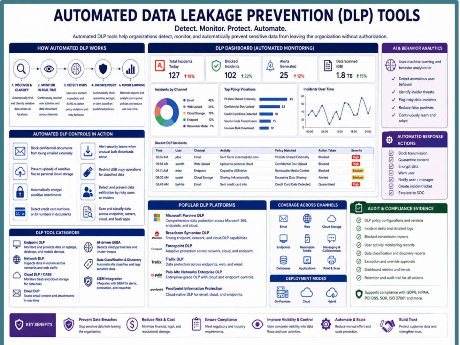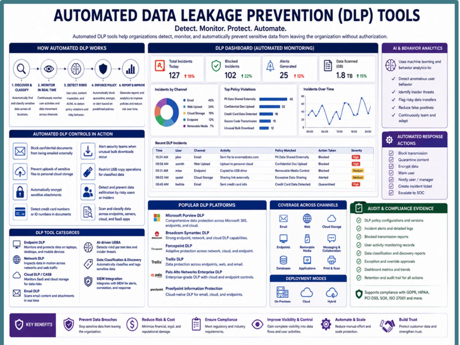Artificial intelligence and behavioral analytics are becoming increasingly important in DLP platforms. These technologies help identify abnormal user behavior, insider threats, risky data transfers, and unusual access patterns that traditional rule-based systems may miss. Another major capability is automated response actions. When a policy violation occurs, the system can automatically block the transfer, quarantine files, encrypt sensitive content, generate alerts, notify managers, create incident tickets, or escalate events directly to the Security Operations Center.